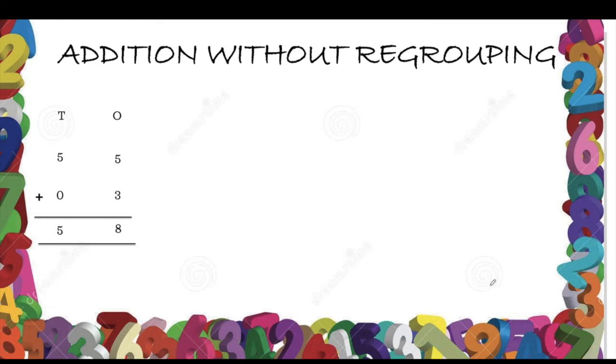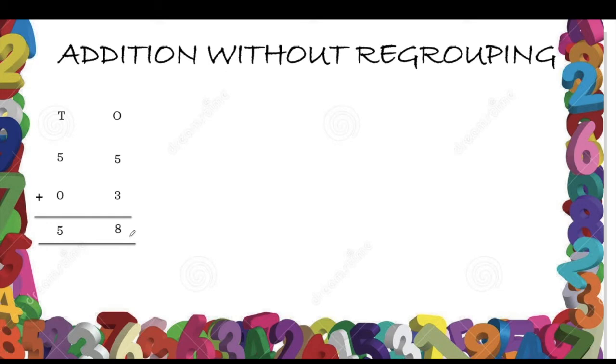So, without regrouping means you will not be having any number to be carried over to the tens place. As we said, in ones place, if you have more than 9 ones, we carry over. Here we have 8, so there is no need to carry over, that is, there is no need to regroup here.